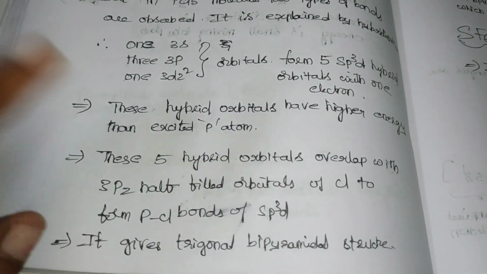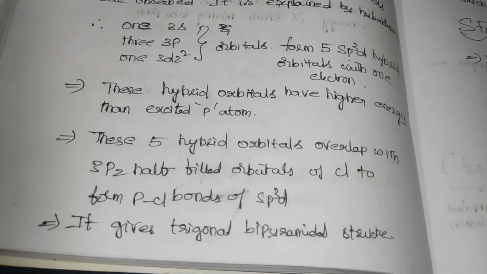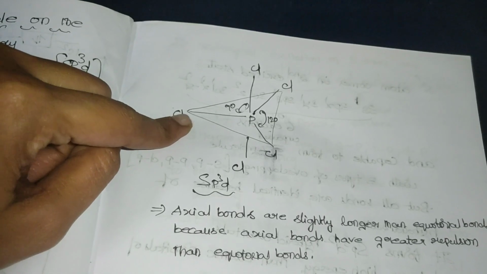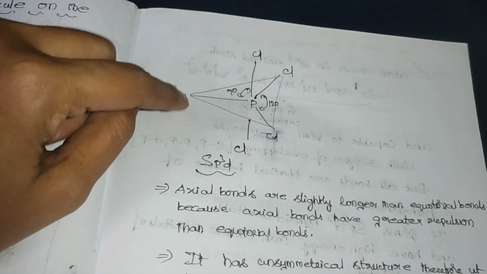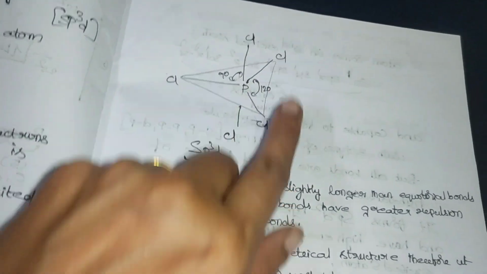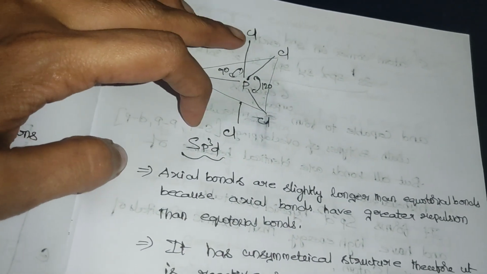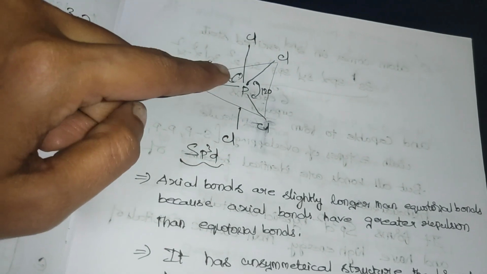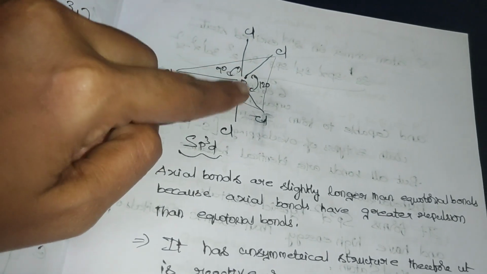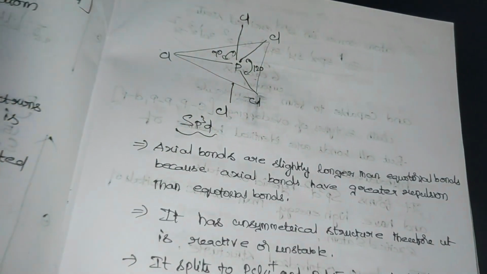With all these 5 hybrid orbitals, it will give a trigonal bipyramidal structure. What is a trigonal bipyramidal structure? Let's see. Its drawing is very easy. We just draw a triangle, with 3 sides attached, and 2 chlorine atoms on the axial ends, one above and one below. The angle between them is 90 degrees here, 90 here, and between these two is 120 degrees.